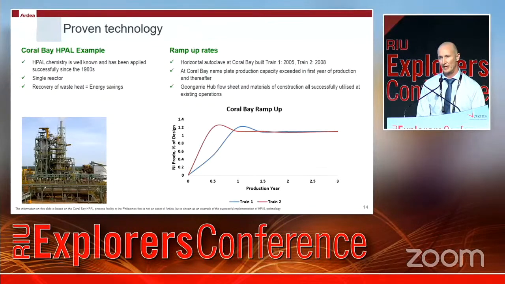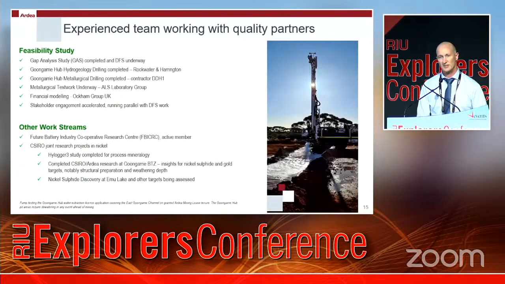Here at Coral Bay, we saw them ramp up 2 autoclaves to over 100% of nameplate capacity in under 12 months of operation, and that's exactly the success we're going to emulate at Goongarrie. In terms of the DFS, we're working with industry-leading partners such as Wood Engineers, and I've done a lot of work with them in the past, working on a 15 million tonne per annum hydrometallurgical project in the Namib-Naukluft National Park within Namibia. We were able to get it done there.